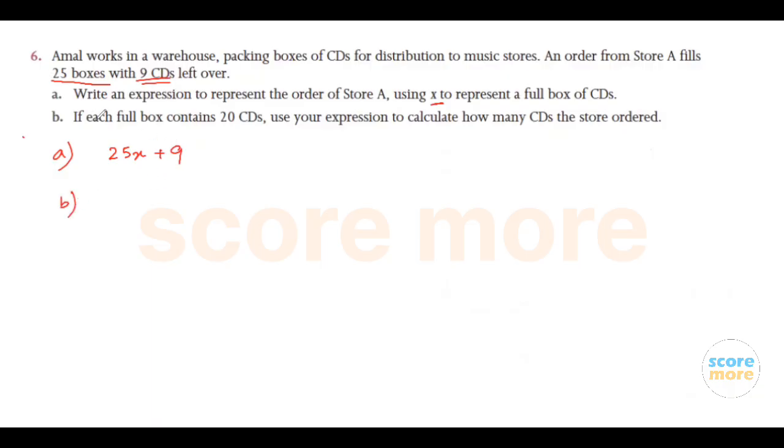Now B part is, if each full box contains 20 CDs, it means what will we put in place of X? 20. Because every box has 20 CDs. We have to find out how many CDs are in the store's order. So 25 multiplied by 20 plus 9. 25 multiplied by 20, that will be 500, plus 9. So answer will come as 509. Now moving on to next question.